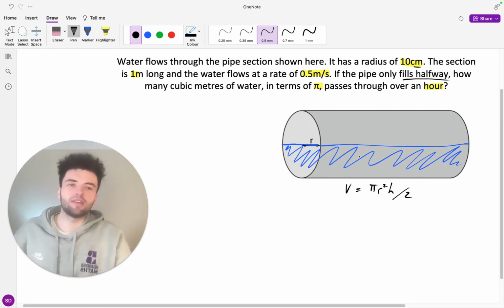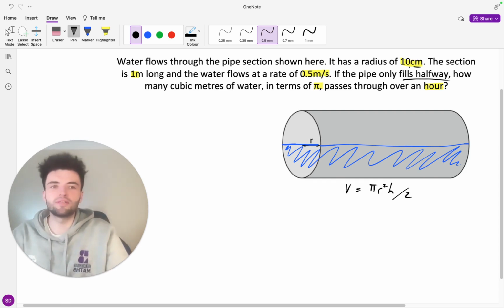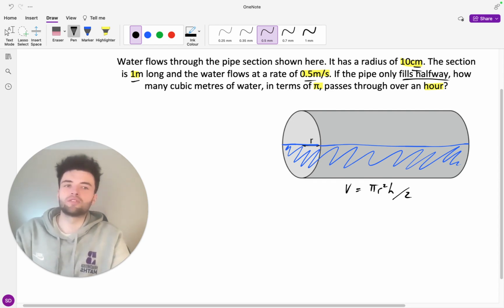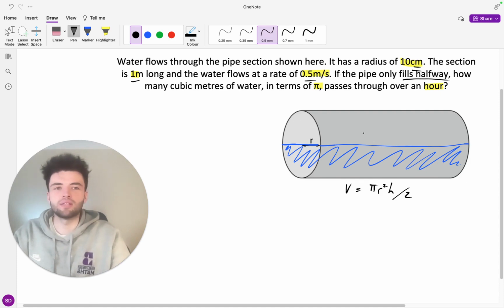And the other thing I'd say to be really careful about is the units. So we can see that we're given the radius in centimeters, but then we know the pipe is a meter long and has a flow rate of 0.5 meters per second. So because most of the units are in meters here, I'm going to change this radius into meters as well. And so r is equal to 10 centimeters, which is equal to 0.1 meters. So that's one thing to keep in mind.